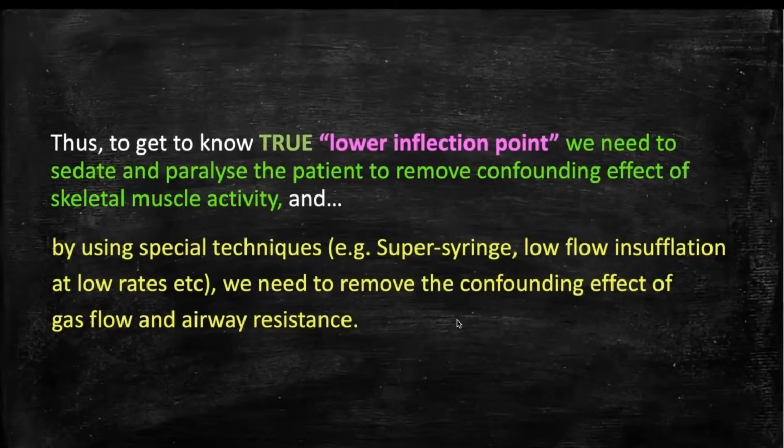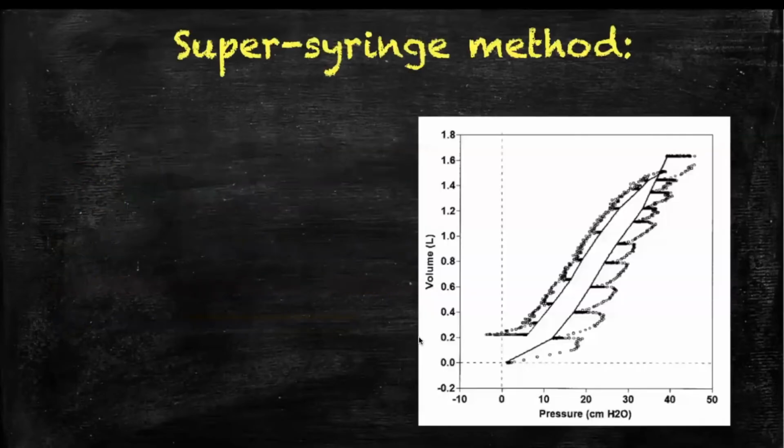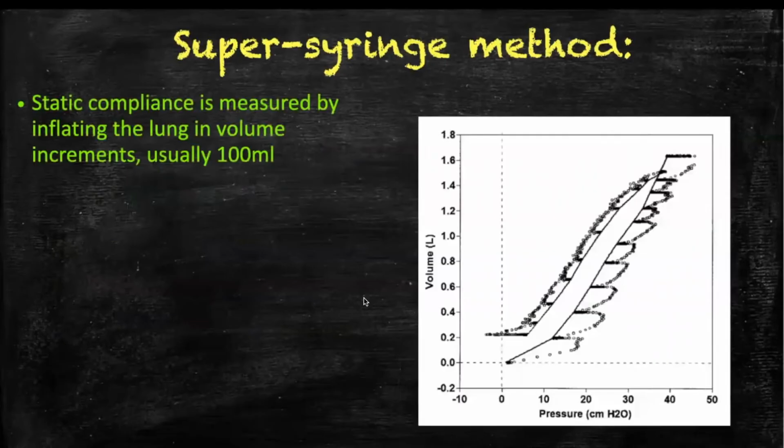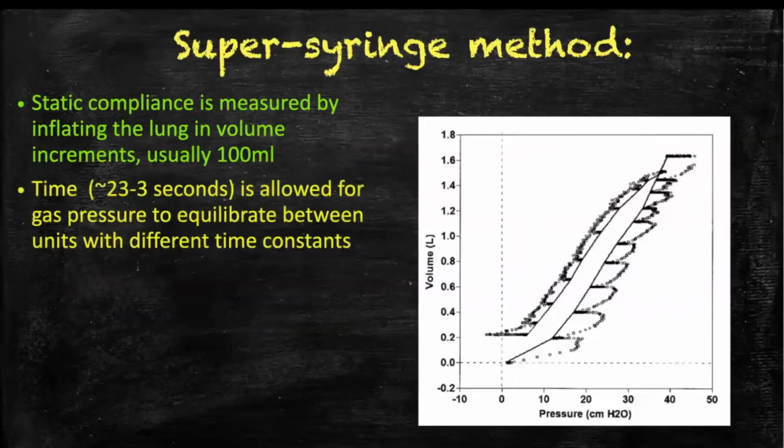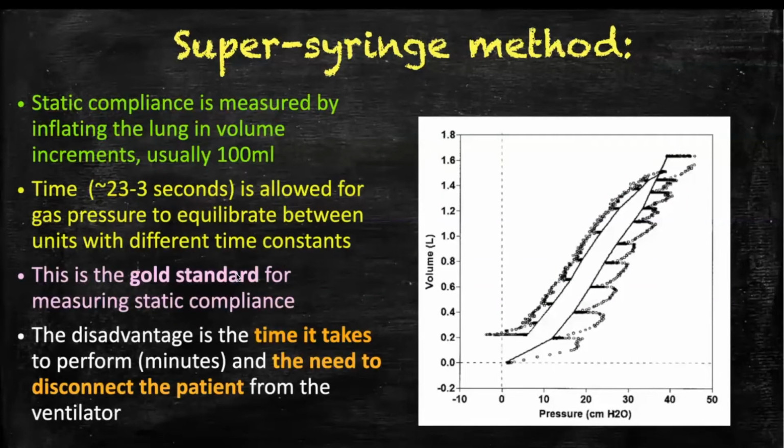Now let us understand what is this super syringe and what is this low flow insufflation technique. The super syringe method is a classical static loop technique where there is a large syringe with which they are inflating with 100 ml increments of gas and providing around 25 seconds to equilibrate, and then they make the measurements. This is also known as the gold standard for measuring the static compliance.